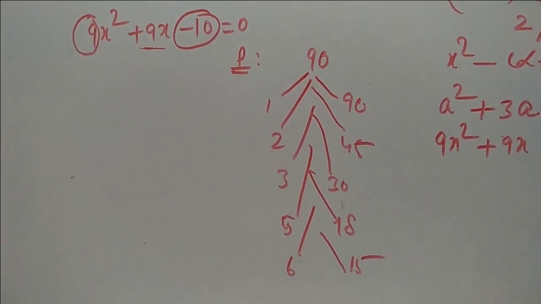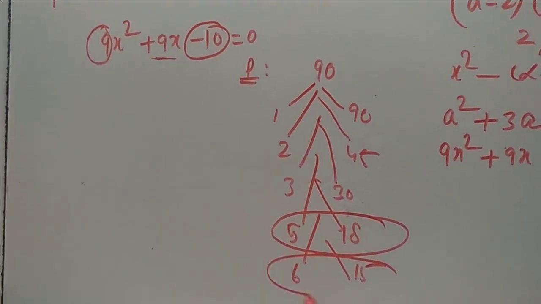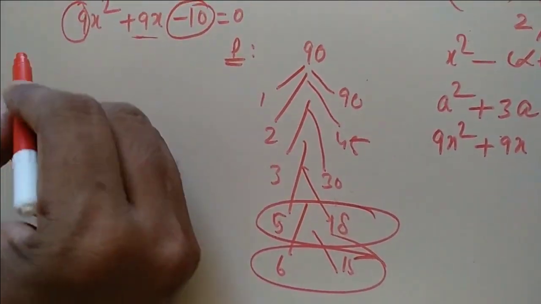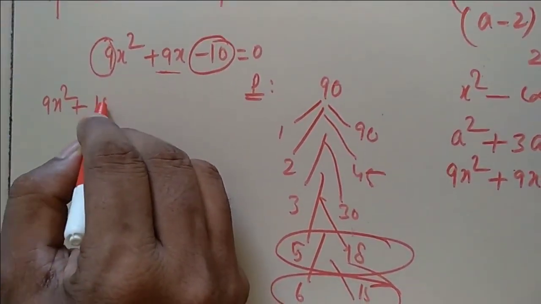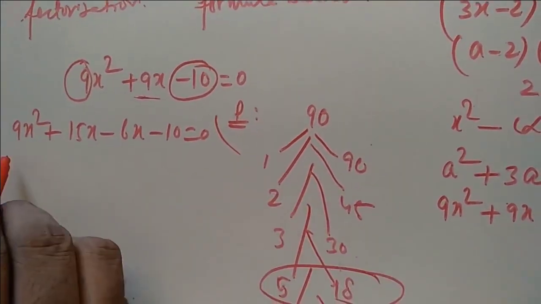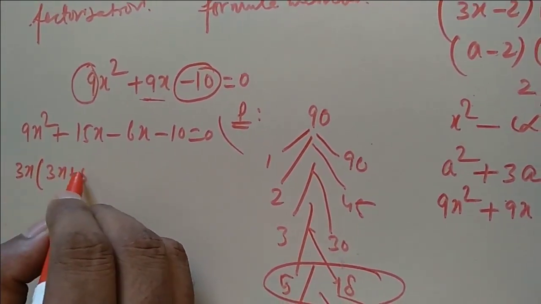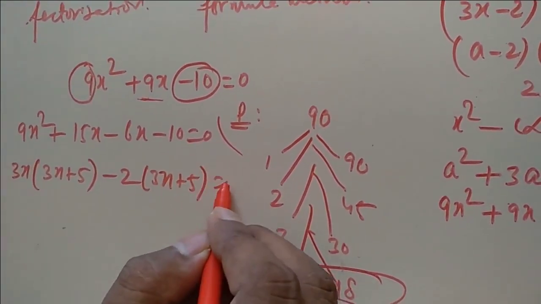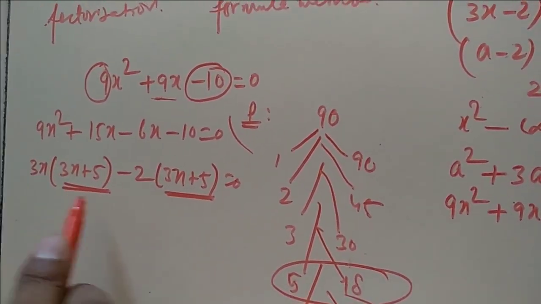Out of so many pairs you have to select one pair whose sum or difference can give you the coefficient of the middle term, which is 9. So I'll go for 15 and 6. So 15 minus 6 is 9. So at the place of 9 I can write 15 minus 6. So this will become 9x square plus 15x minus 6x minus 10 equal to 0. Then by grouping the first two terms, I'll take common 3x, so it's 3x plus 5, and then from the last two I'll take minus 2 common, so this gives you 3x plus 5 equals 0.